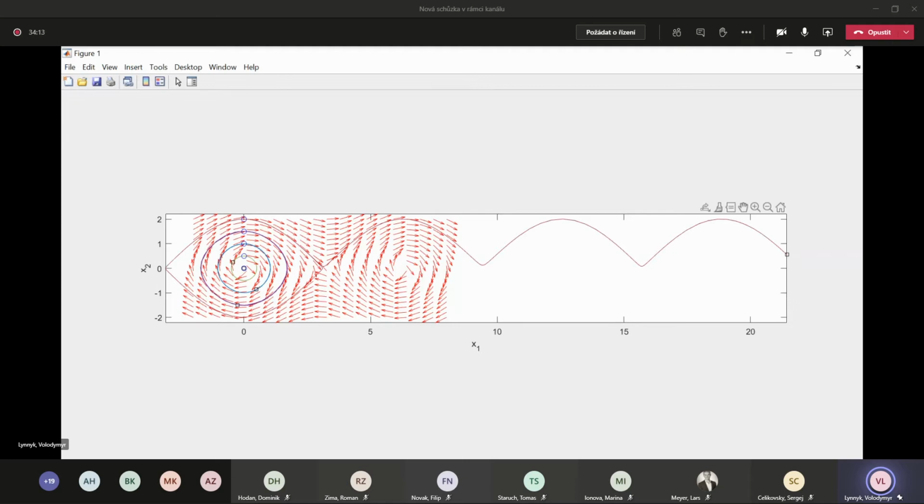Okay, and now I will show you. Moment, I need to find it. Okay, now I can show you the same pendulum but with friction, and I need to change this moment.